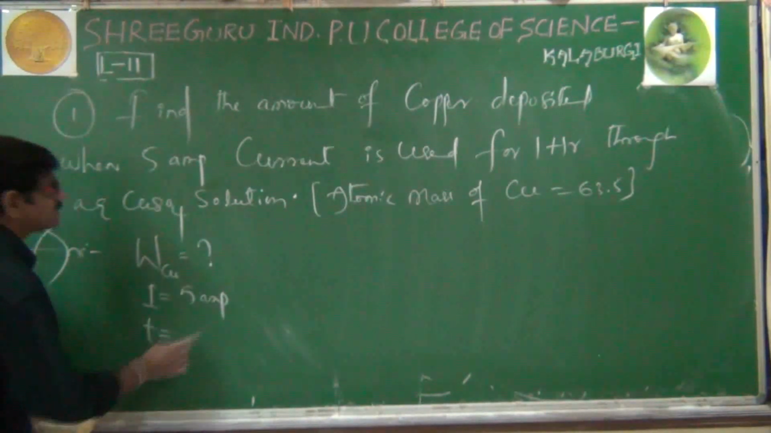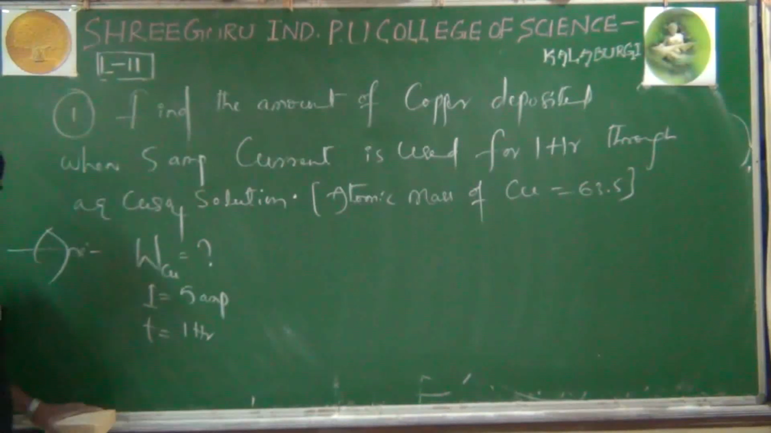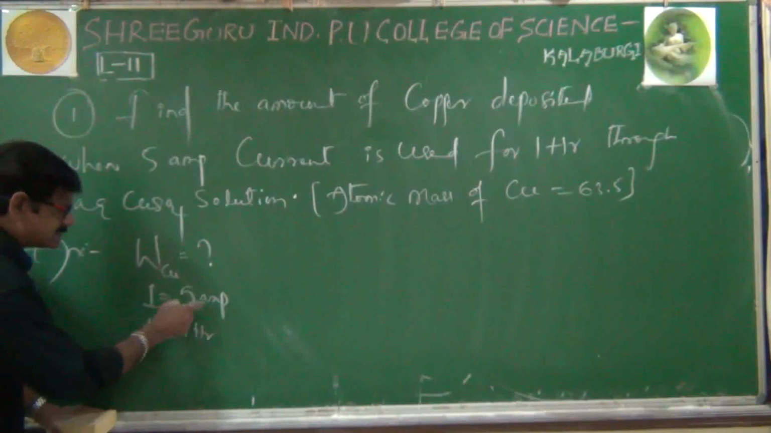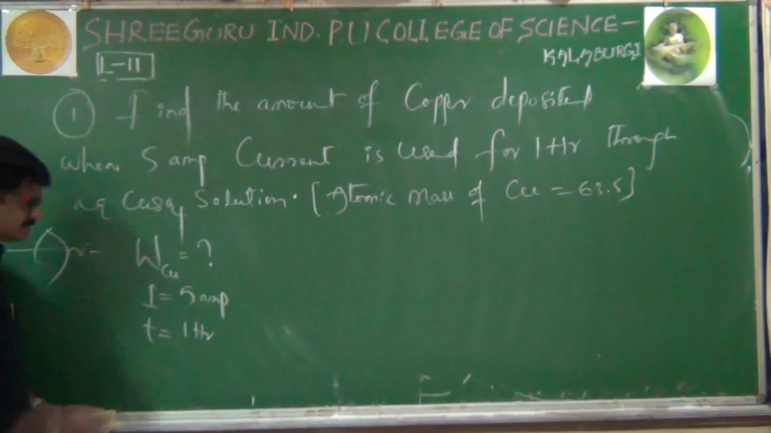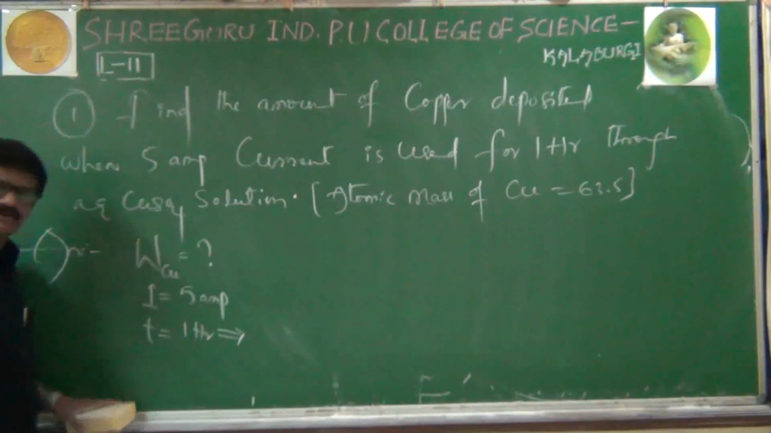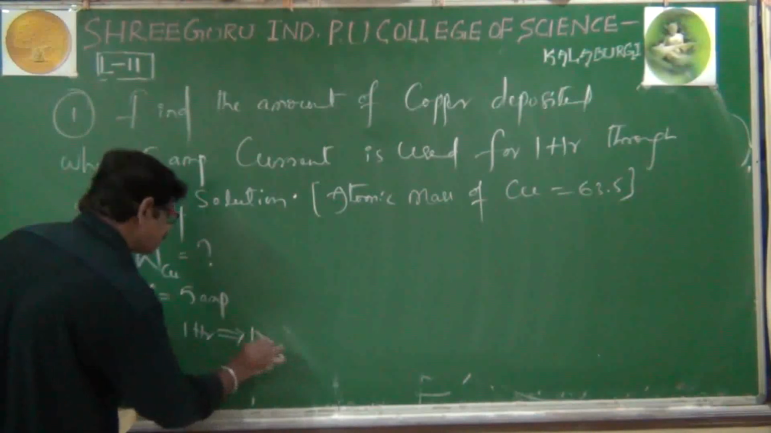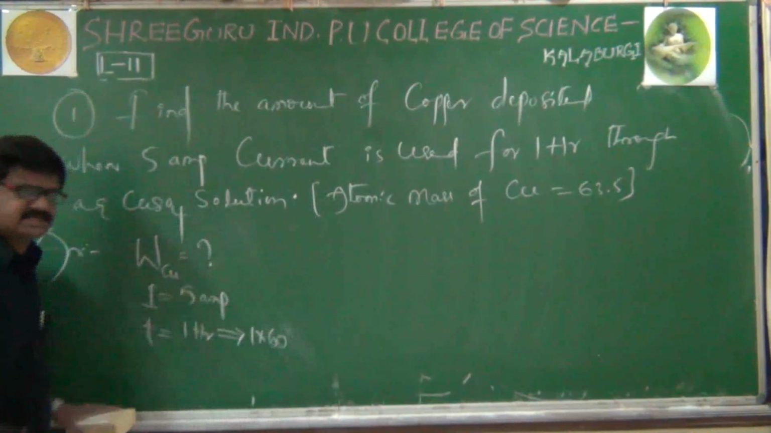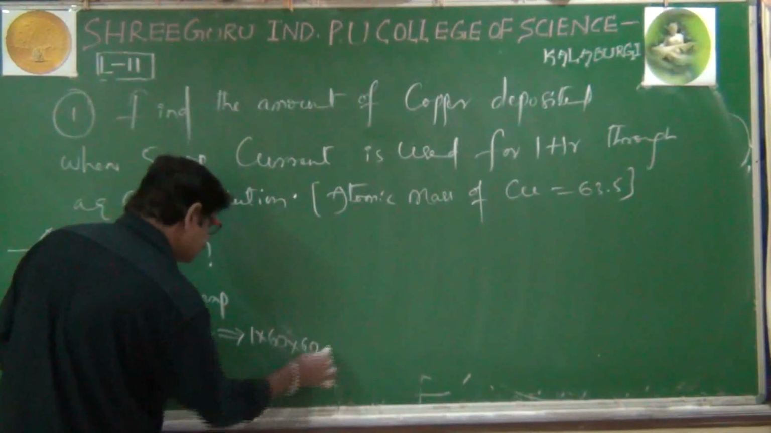Next we will write T. How much have they given? 1 hour. But here one condition is there: if the current is in amperes, time should be in seconds. Therefore, this hour will be converted into seconds. If you multiply 1 by 60, you will get minutes, and if you multiply by another 60, you will get seconds.